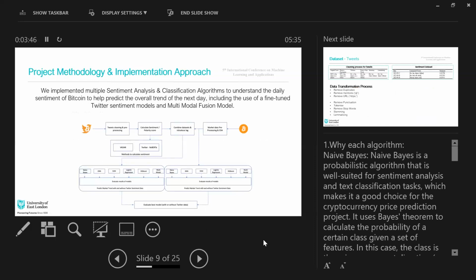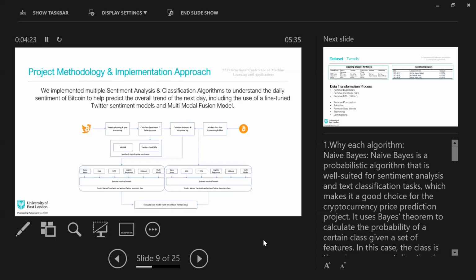So the following diagram shows the actual project methodology and implementation approach that we took. You can see there's two streams of data, one on the left being the Twitter data, and on the right being the Bitcoin market data. Starting from the Twitter data, we got data from 2014 to 2020, specifically around Bitcoin. And as you can imagine, there were quite a few emojis, hashtags, things like that. There's a lot of cleaning that needs to be done. So we took it through a pre-processing and cleaning step.